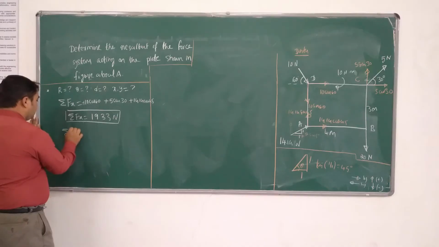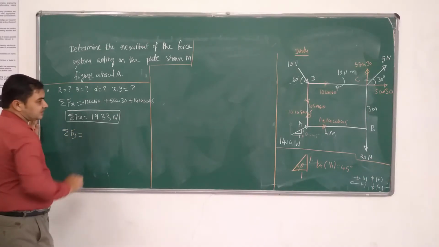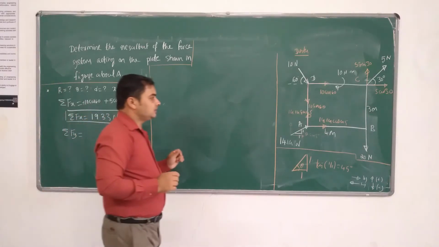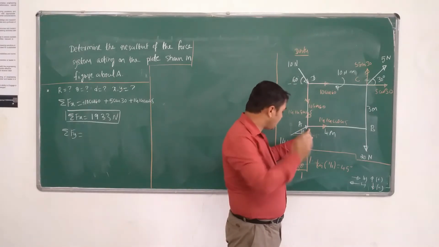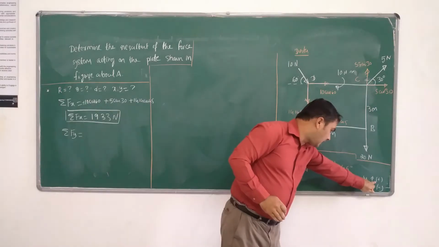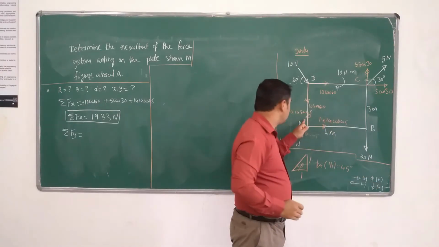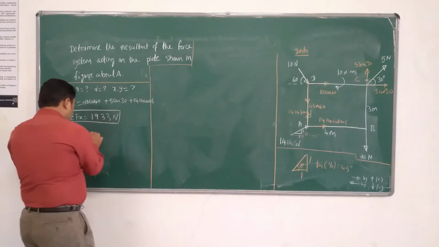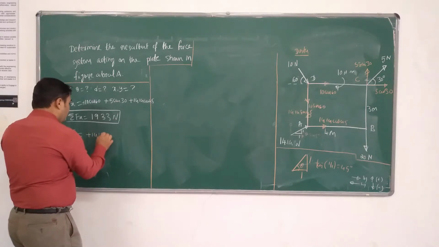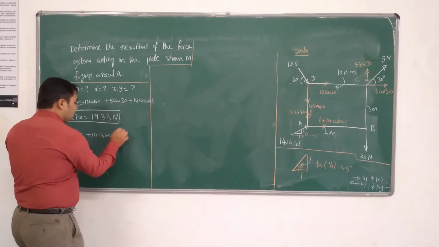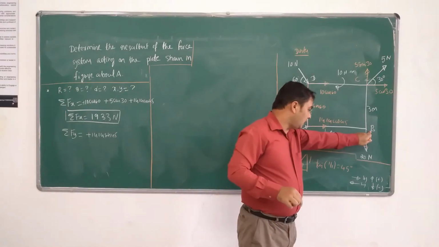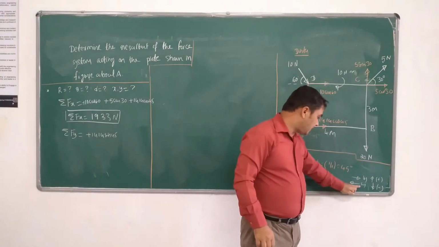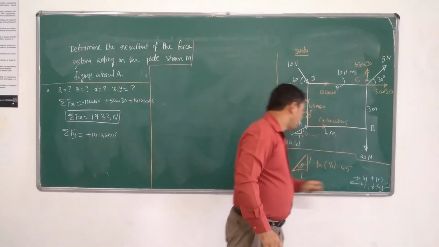Now come to sigma fy, that is the summation of forces acting along the vertical direction. Now take the first force, which is acting at the point A. According to my sign convention, it is acting in the upward direction, hence it is plus 14.14 sin 45. Next, at the point B there is a vertically downward force. According to my sign convention, it is minus.